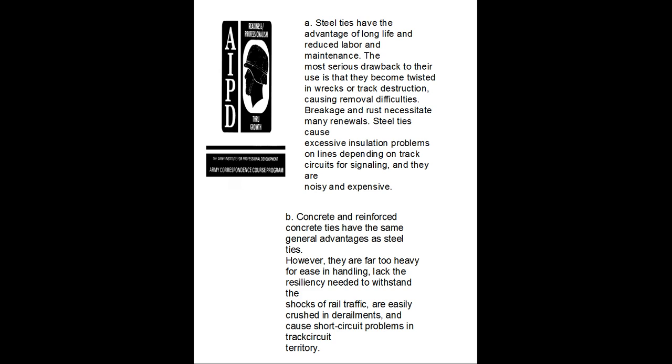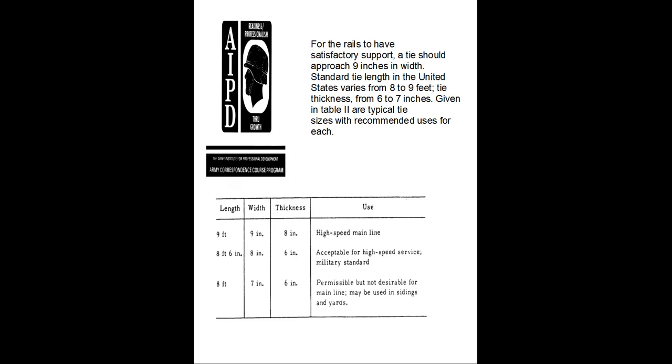B. Reinforced concrete ties have the same general advantages as steel ties. However, they are far too heavy for easy handling, lack the resilience needed to withstand the shocks of railroad traffic, are easily crushed in derailments, and cause short circuit problems in track circuit territory.